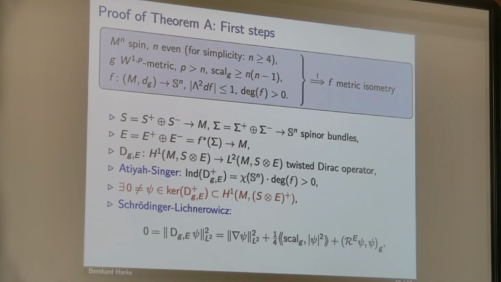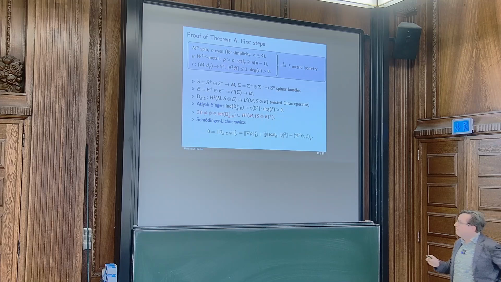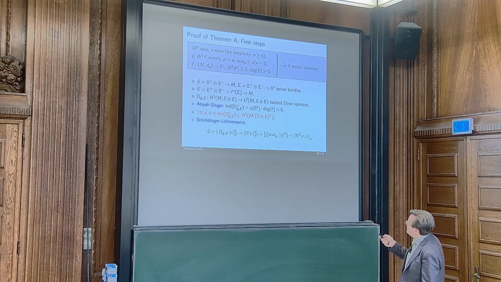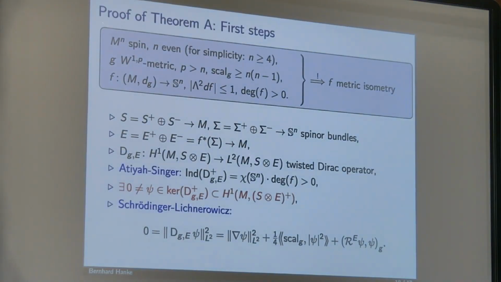Okay, let's go through the proof here using our machinery. It's actually rather direct to conclude what happens here. So we have the spinor bundle on M, it's even dimensional, it splits into these two parts. The sphere is also a spin manifold, so the spinor bundle on the sphere also splits into the plus and minus part. And this means when I pull back this bundle along f, E still splits into the plus and minus part. And so that's a twist bundle over M.